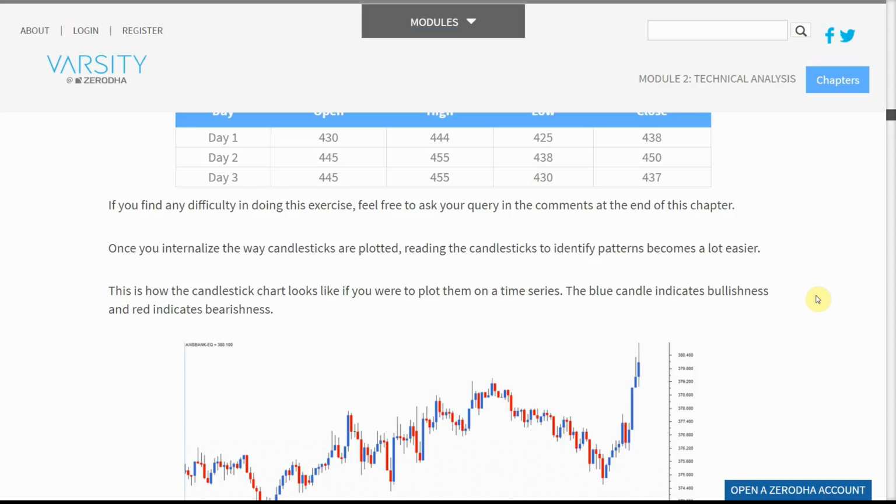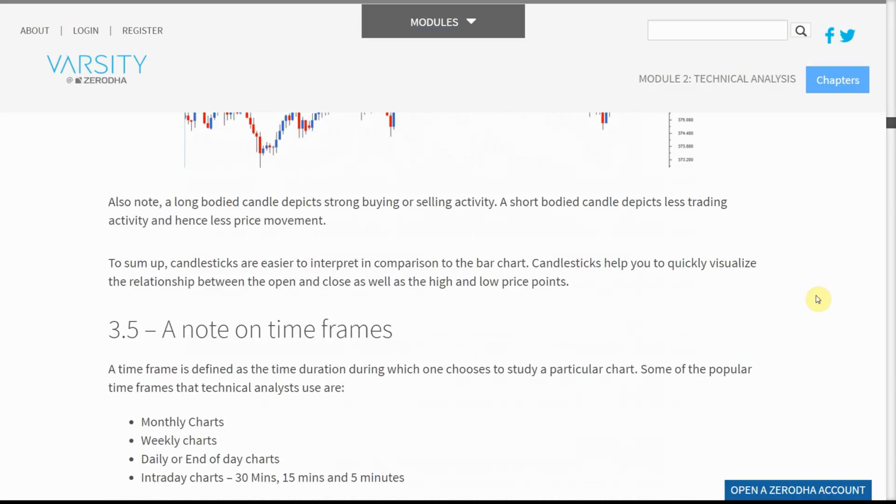Also note, a long-bodied candle depicts strong buying or selling activity. A short-bodied candle depicts less trading activity and hence less price movement. To sum up, candlesticks are easier to interpret in comparison to the bar chart. Candlesticks help you to quickly visualize the relationship between the open and close as well as the high and low price points.